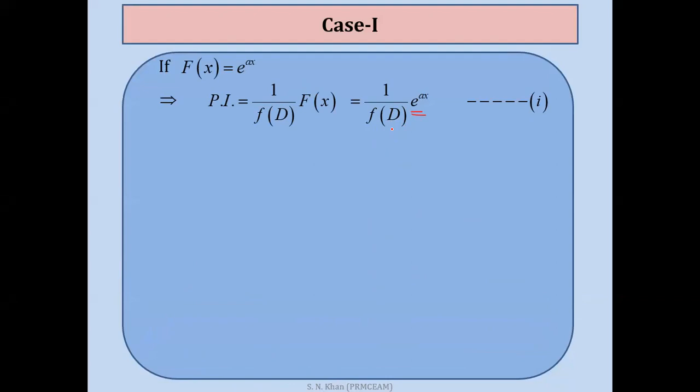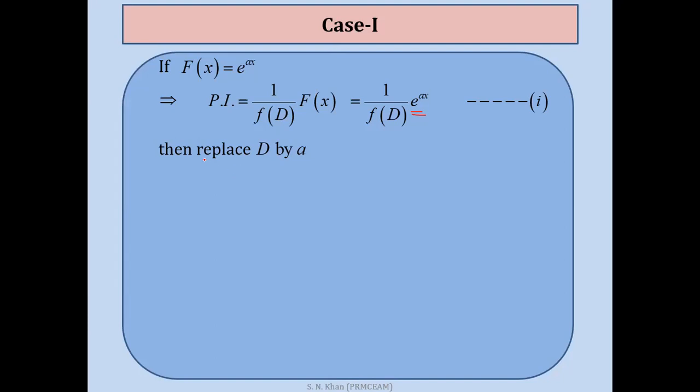Mark it as equation number 1. Now we need to solve this PI. Now we have to calculate the particular integral. So for an exponential term, if the function is exponential e to the power ax, then we have to replace D by a in this equation. In the denominator, we have to replace D with a.